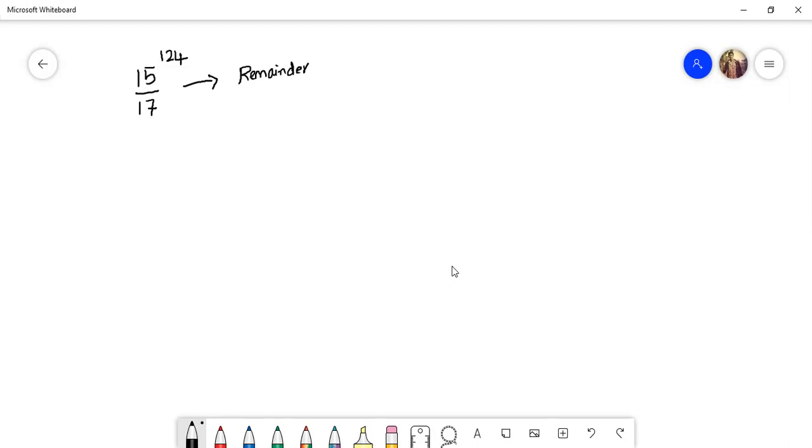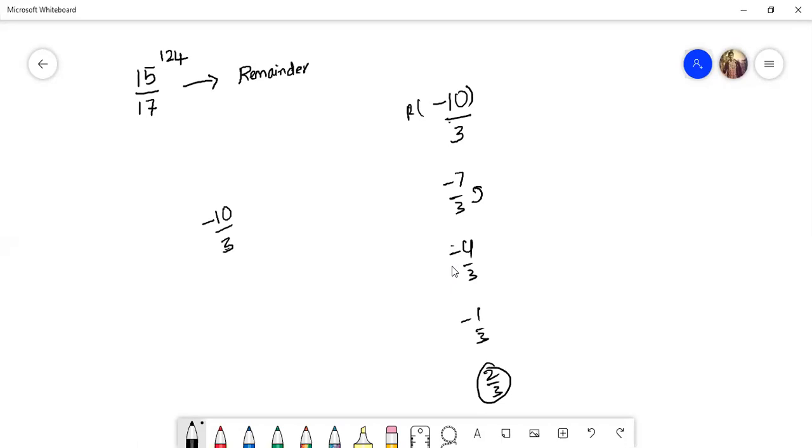For example, let us say the final remainder is minus 10 by 3. My remainder is minus 10 and I'm dividing by 3. What should I do? I should add 3 to this value. So minus 10 plus 3 is minus 7 by 3. Is it positive now? No. So again add plus 3. Minus 7 plus 3 is minus 4 by 3. Is it positive now? No. Again add 3. Minus 4 plus 3 is minus 1. Is it positive now? No. Again add 3 to this. So minus 1 plus 3 is 2. 2 by 3. That means the same question where you got minus 10 when you divide the value by 3 is the same as the positive remainder, which is 2 by 3.